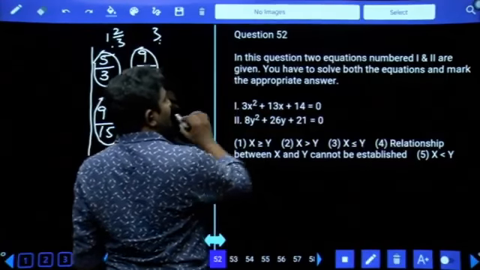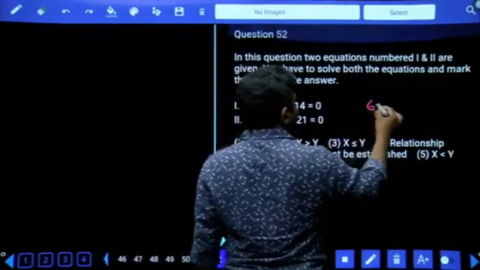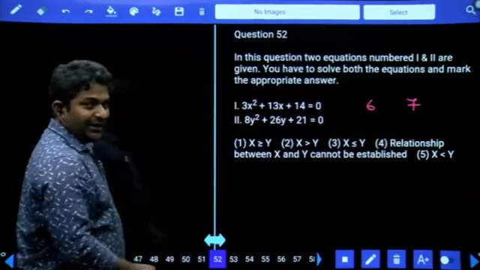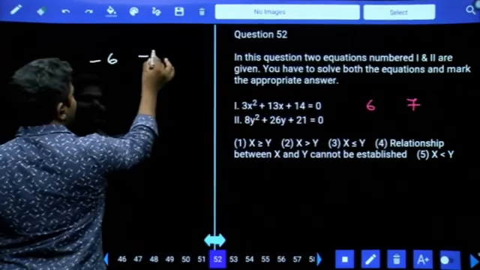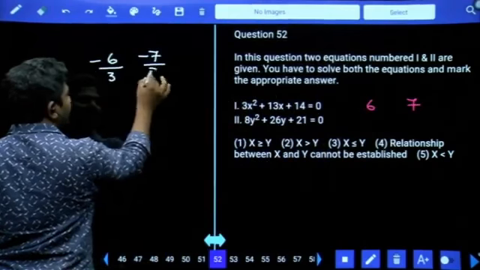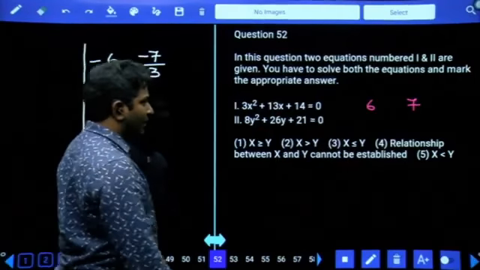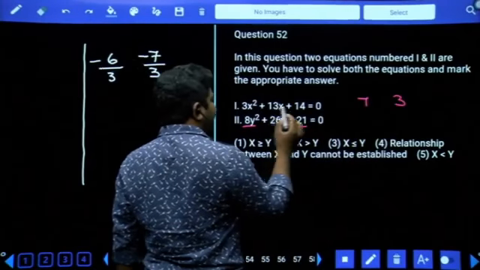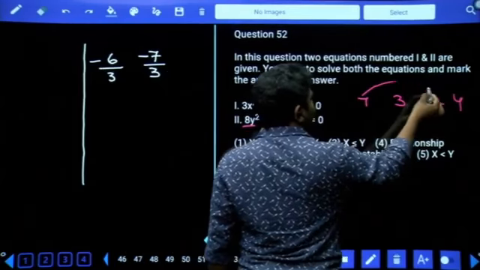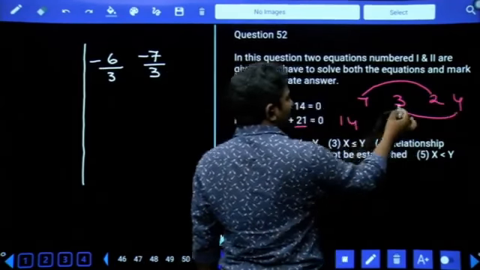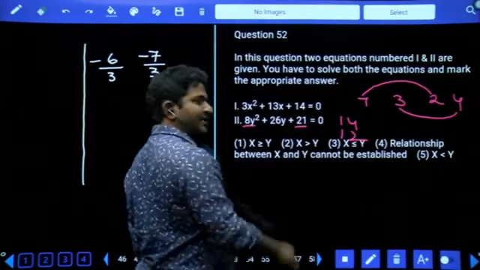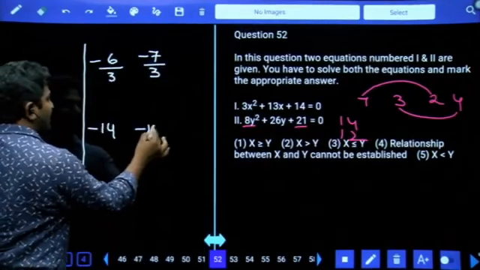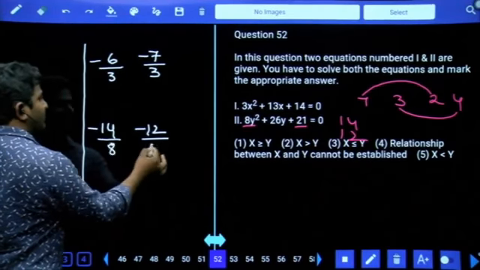14 into 3 is 42. 6 into 7 is 42. Plus 6 plus 7 is our combination, that is plus 13. Factors are minus 6 minus 7 divided by the coefficient of x square. 21 can be written as 7 into 3. 8 can be written as 2 into 4. 7 2s are 14, 3 4s are 12. That is 26. Plus 14 plus 12 is our combination. Then factors are minus 14 minus 12 divided by the coefficient of y square, which is equal to 8.